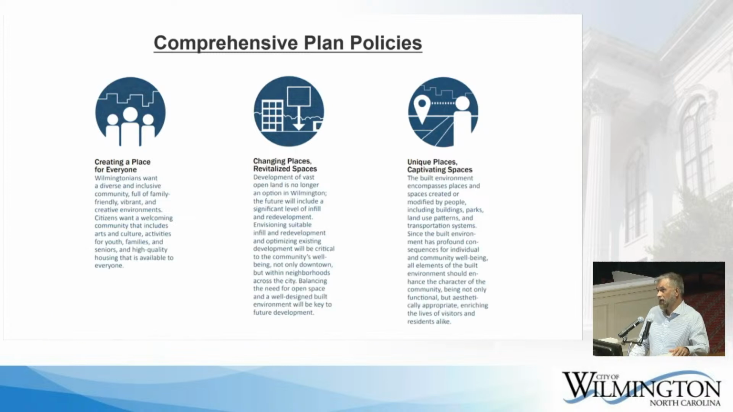I included a slide on the comprehensive plan policies. I suspect that these are very familiar to you, and so I will also talk about those just briefly. Creating a place for everyone is about not just a diversity of housing options, but creating a diversity of housing options in places where they are well served by existing infrastructure, transportation infrastructure, as well as water, sewer, and electric utilities. And also creating space and diversity of housing options in locations that are immediately adjacent to or close to existing commercial services. Changing places and revitalizing spaces.